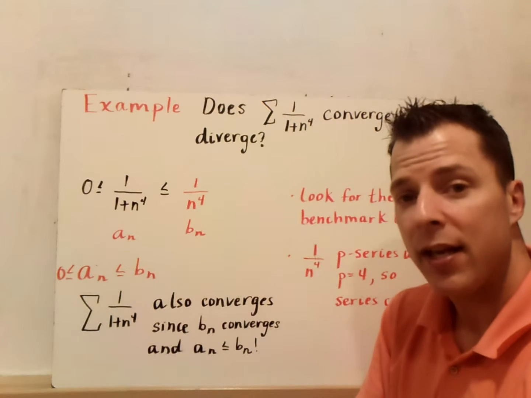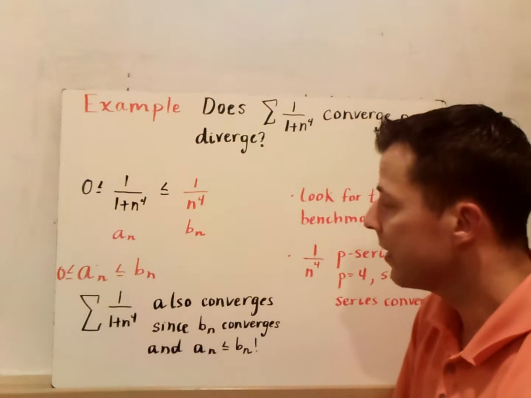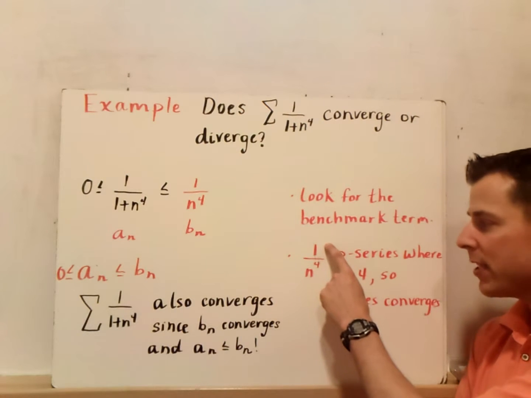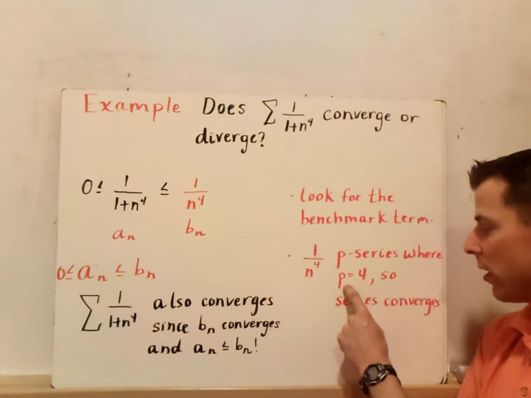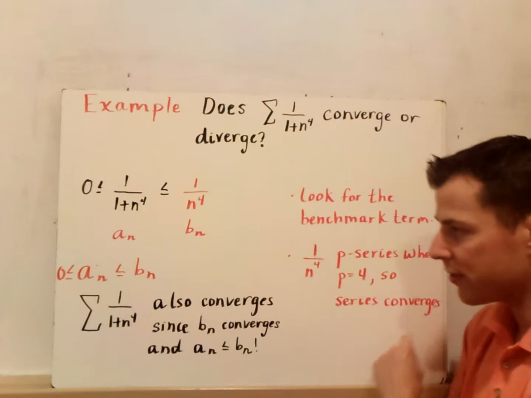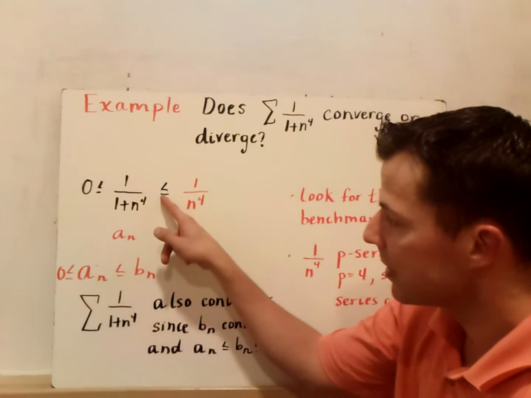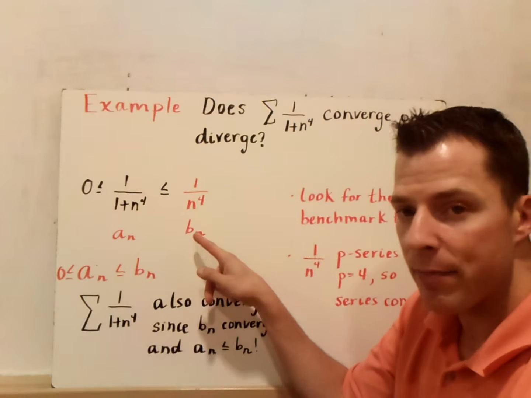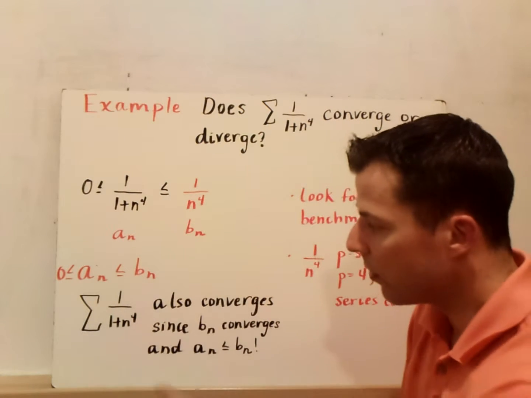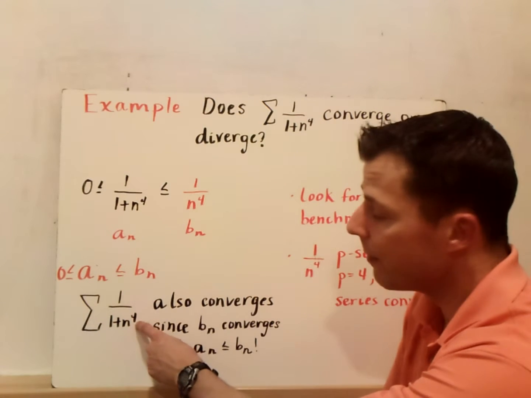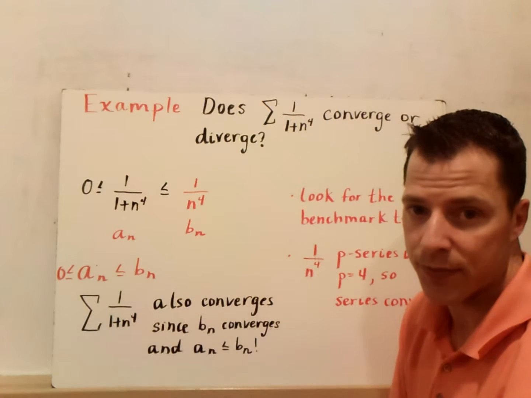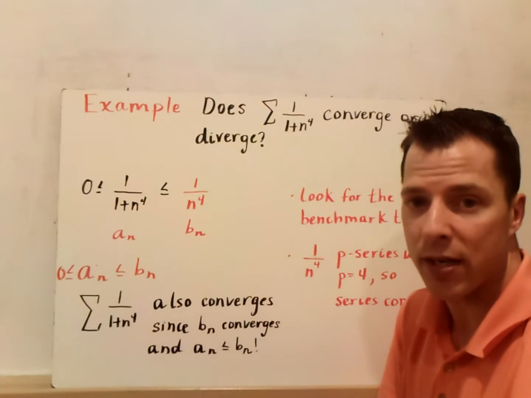I've established that. Now, let's look at what b sub n gives us. So, b sub n is 1 over n to the fourth. That's a p-series where p equals 4, so this series converges. So, a sub n is less than or equal to b sub n, and b sub n converges. Therefore, the sum of 1 over 1 plus n to the fourth, a sub n, is also going to converge. Okay, so that's using the direct comparison test.